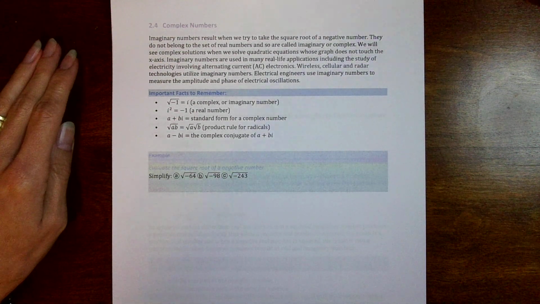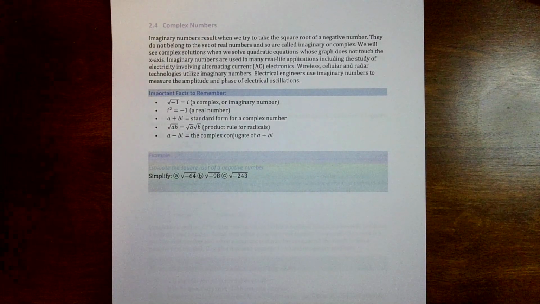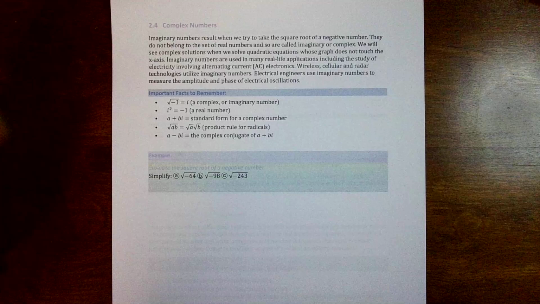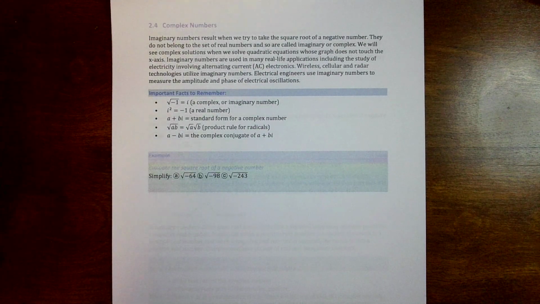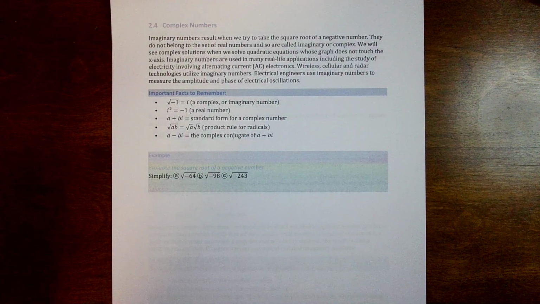Let's talk today about complex numbers. An imaginary number is what we get when we try to take a square root of a negative number. Seems kind of weird, but things like electronics, air conditioning, things that we like in our everyday lives, they don't work unless we use imaginary numbers. So they're not just something we use to torture you with.